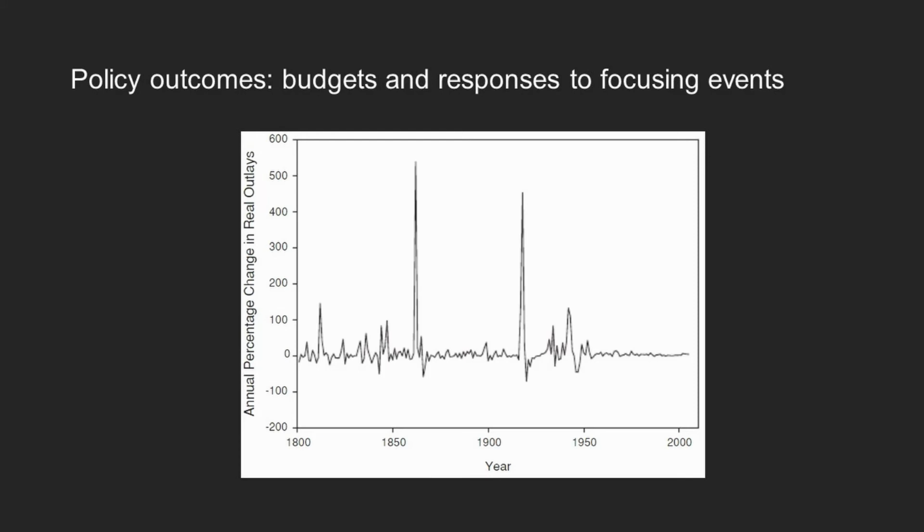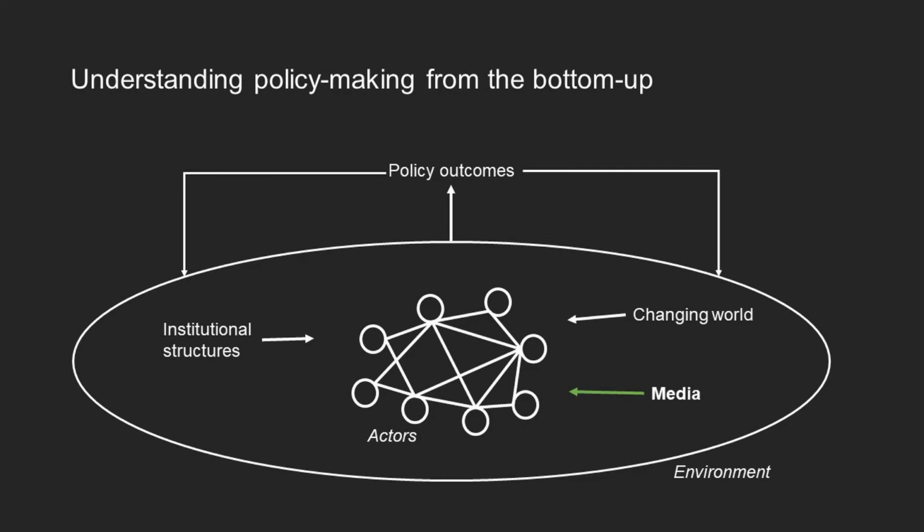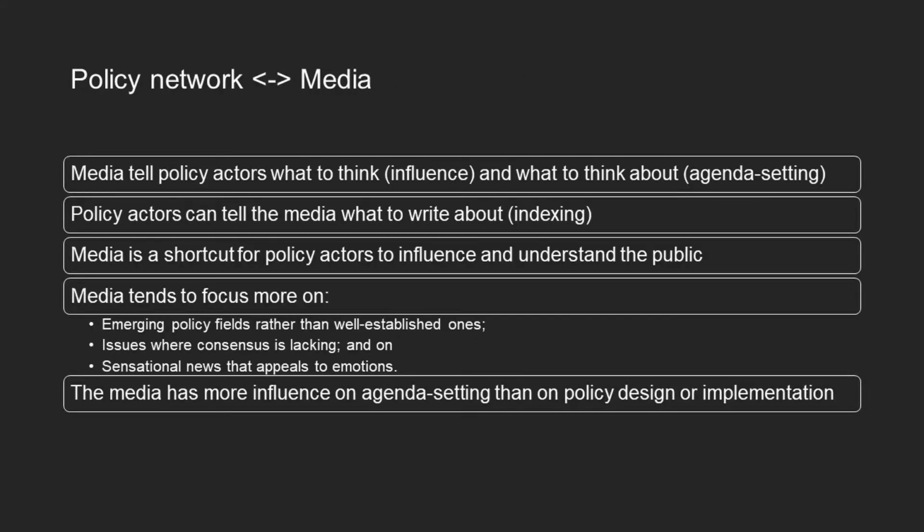I will get to this, but those events are not enough because you can have a huge disaster, but if nobody knows about it, you won't have a response. So you still need some media coverage, and you still need people to actually instrumentalize the media to advocate for a given problem. So the media can influence policy processes in different ways.